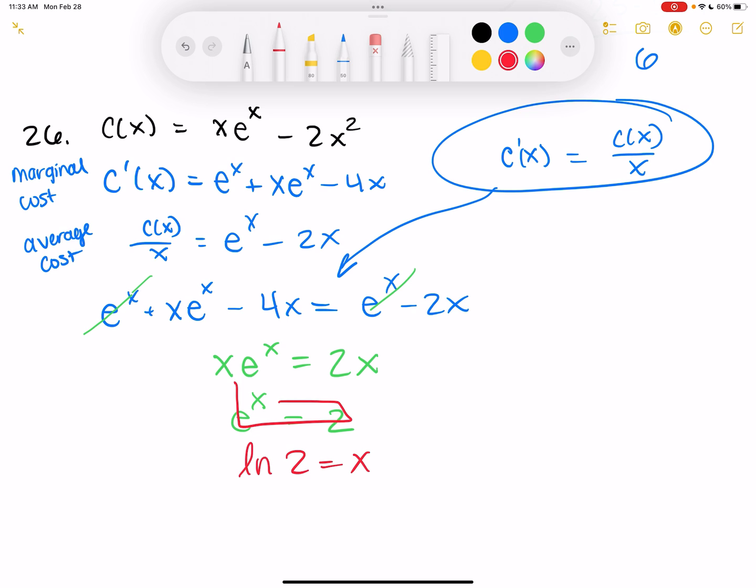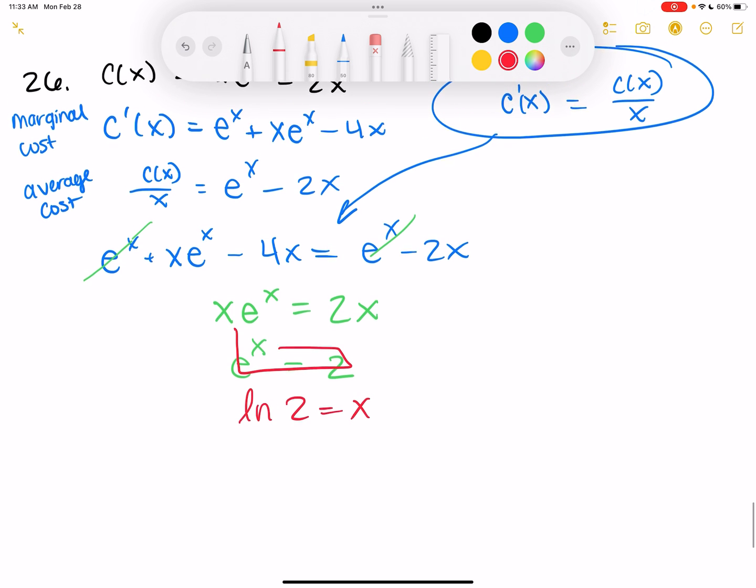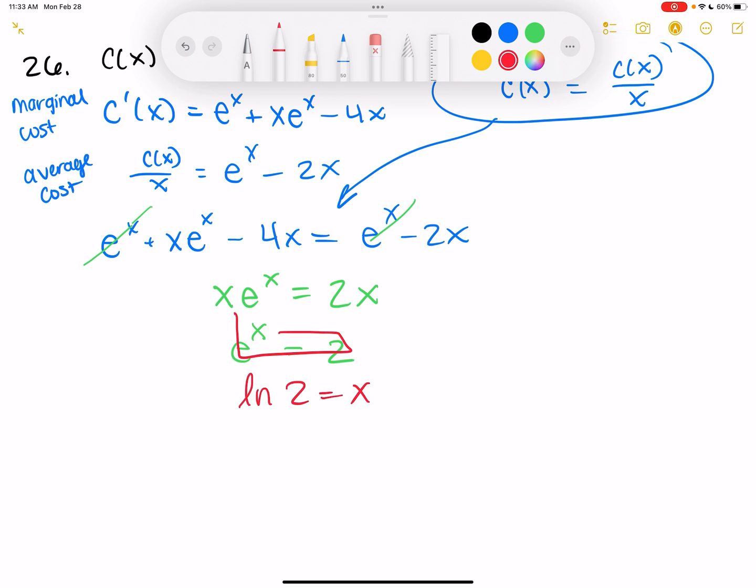That's cool, I guess. So then, this is just a number. I don't know what it is, but anyways, it's a number. So then, second derivative test to figure out what the minimized cost is.